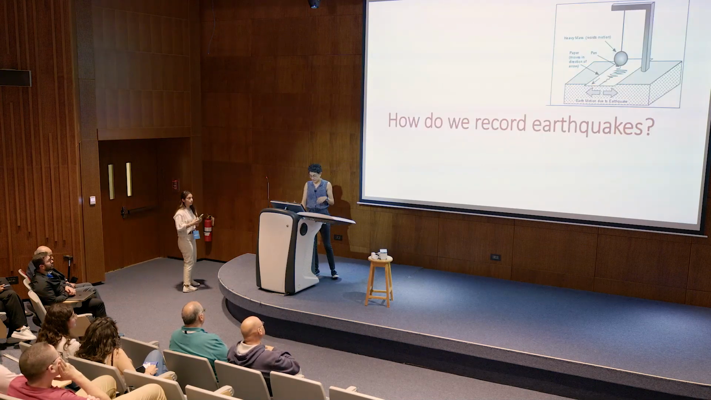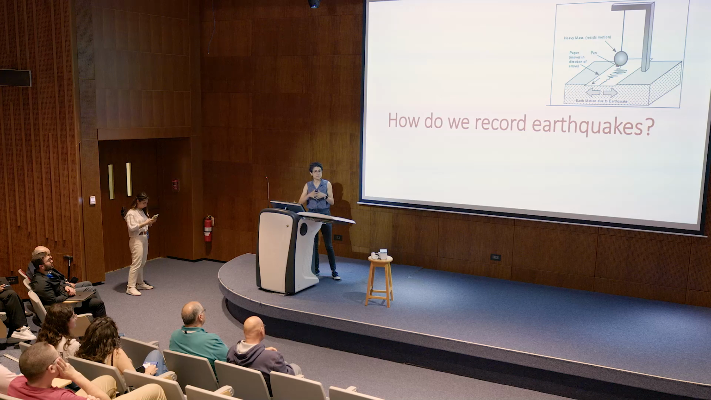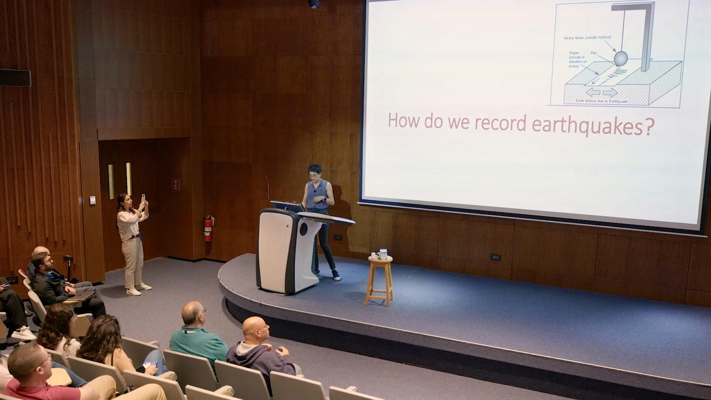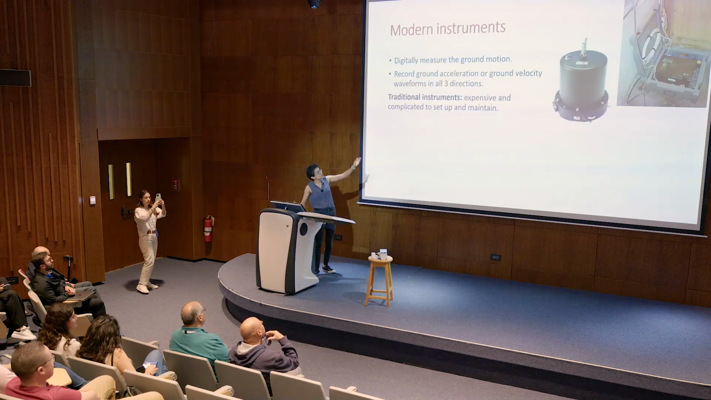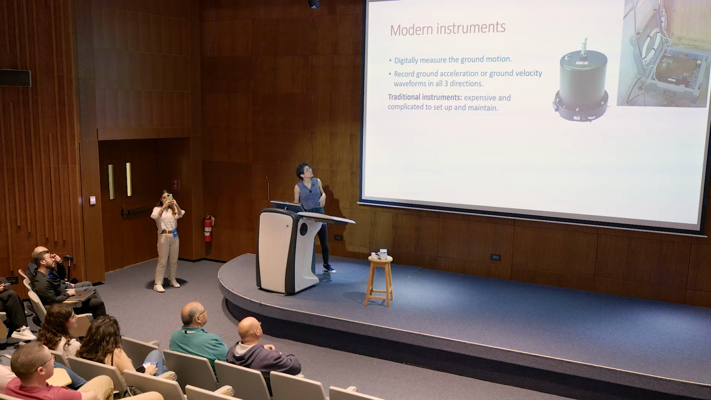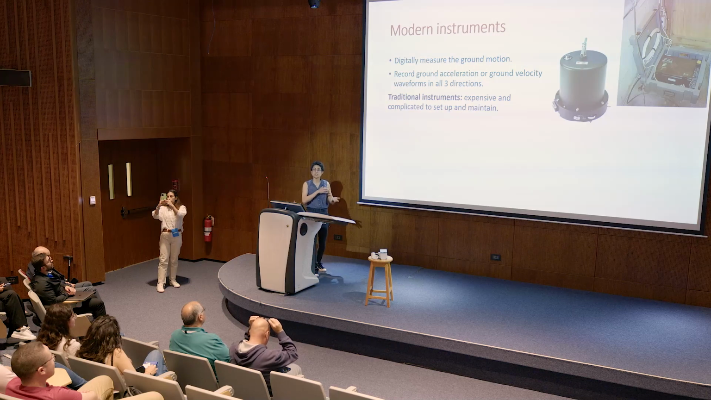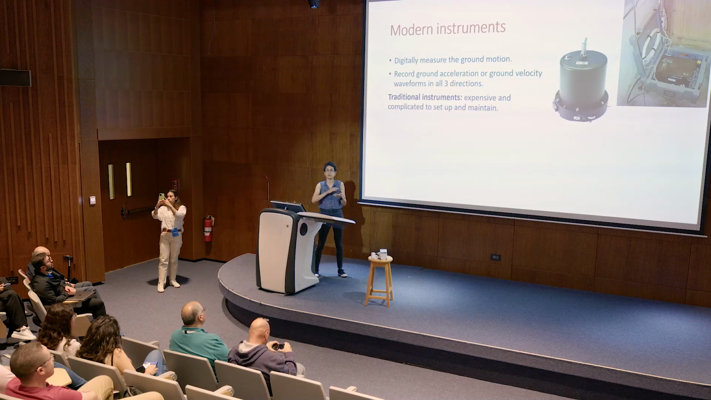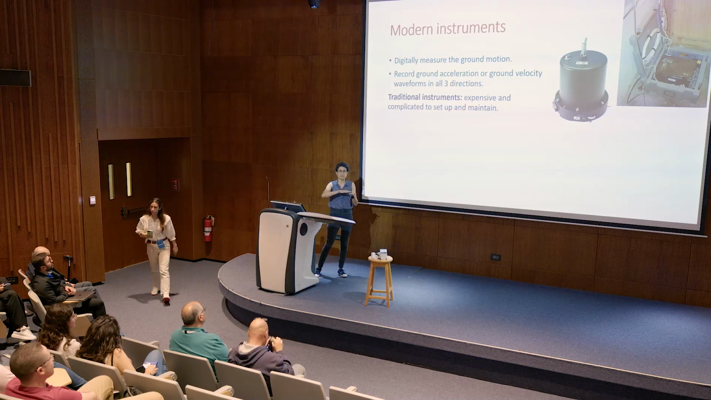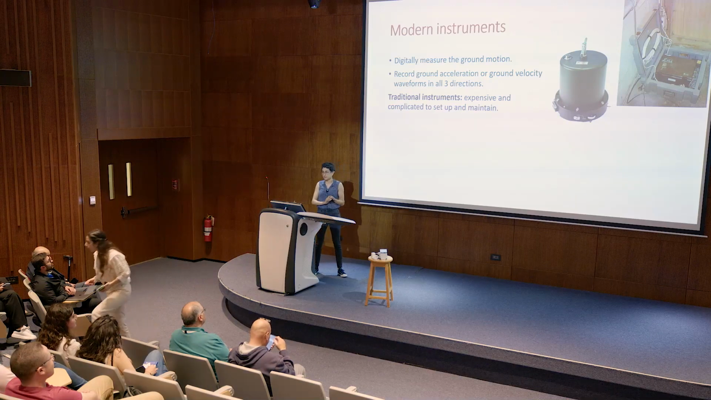How do we record earthquakes? Well, instruments and technologies have greatly evolved over time. These are some pictures of modern instruments. These instruments digitally measure the ground motion, either the ground acceleration or the ground velocity, in all directions: the north-south direction, the east-west direction, as well as the vertical direction.